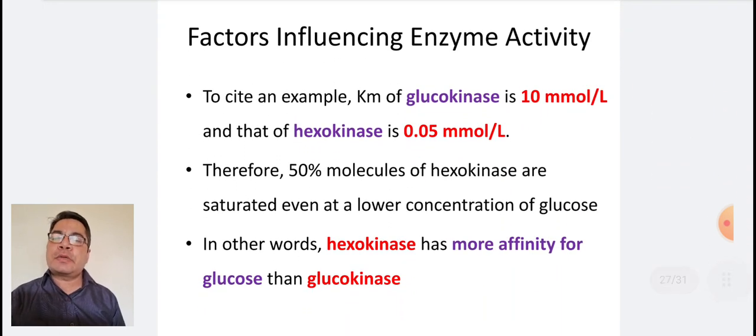To cite an example, Km of glucokinase is 10 millimole per liter, while that of hexokinase is 0.05 millimole per liter. Therefore, 50% of hexokinase is saturated even at a lower concentration of glucose. In other words, hexokinase has more affinity for glucose than glucokinase.